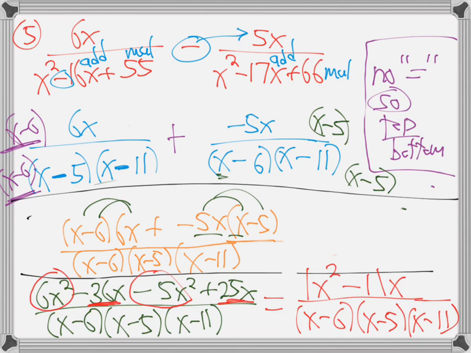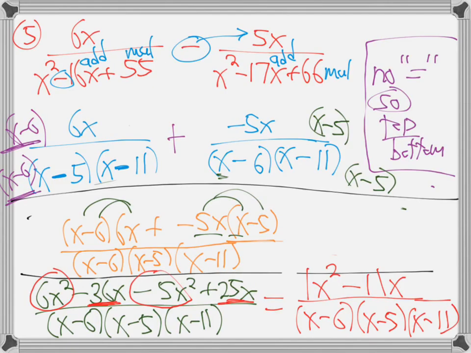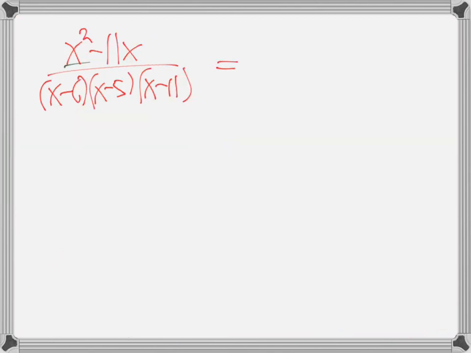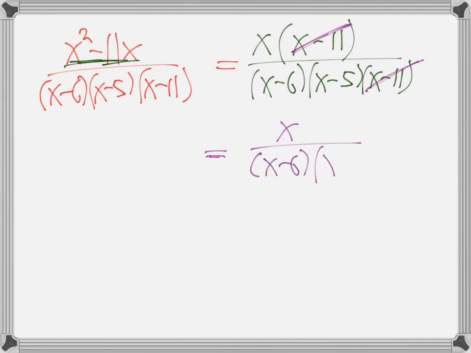So let's take that top. What was the bottom? X minus 6, X minus 5. Yeah, Claudia's right. Everybody got that all copied down? So now on the top, what can we do up there? Take out an X. Like that. And boom, boom, huh? X over X minus 6, X minus 5. Look at that. That was a lot of work, right?